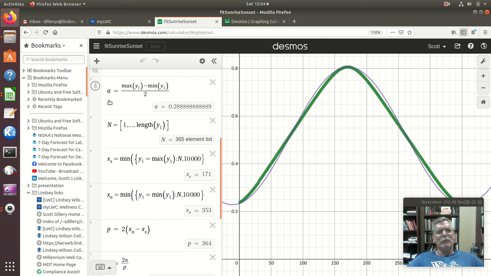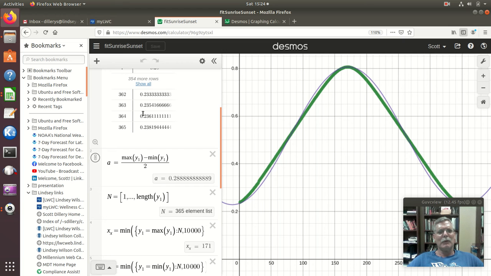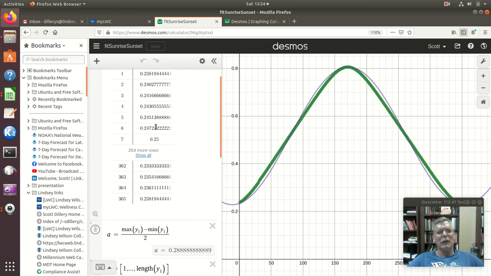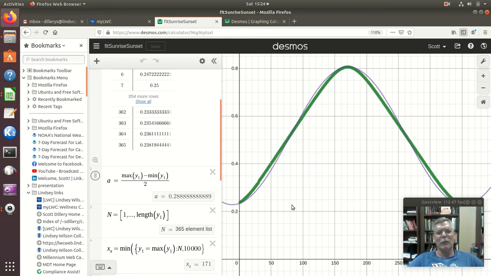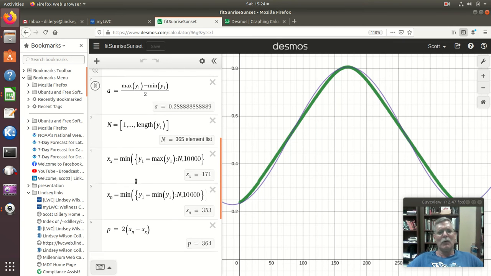I found the maximum and the minimum of this. I can do that in Desmos. You can ask for the maximum, and I just said, see, this says y1, so I just asked for the maximum and the minimum, and so I asked for that height minus this height, and I divided it by 2 to find that middle, and I got 0.288, and I think that's about what we had in the last video.